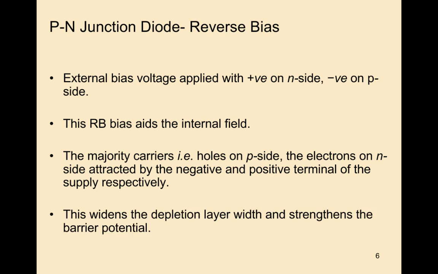This widens the depletion layer width and strengthens the barrier potential. So what happens when these holes and electrons are attracted towards the battery? The depletion layer width increases and the barrier potential strengthens, which means the barrier potential will also be more.